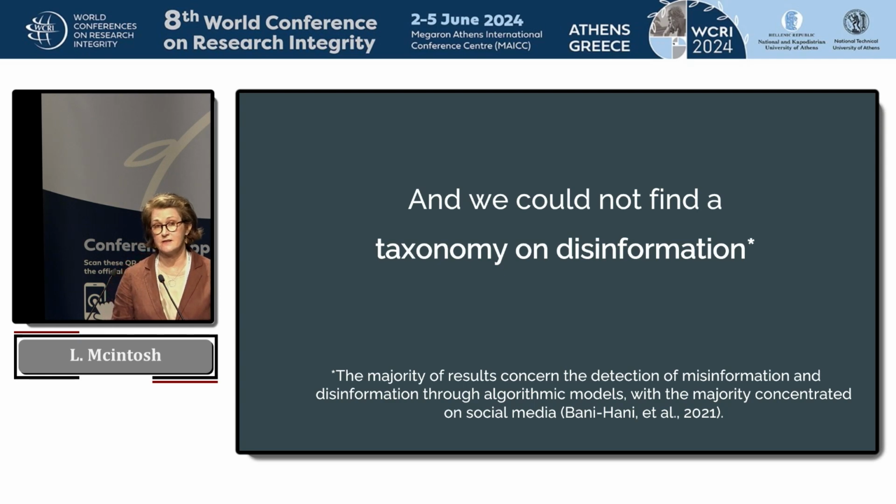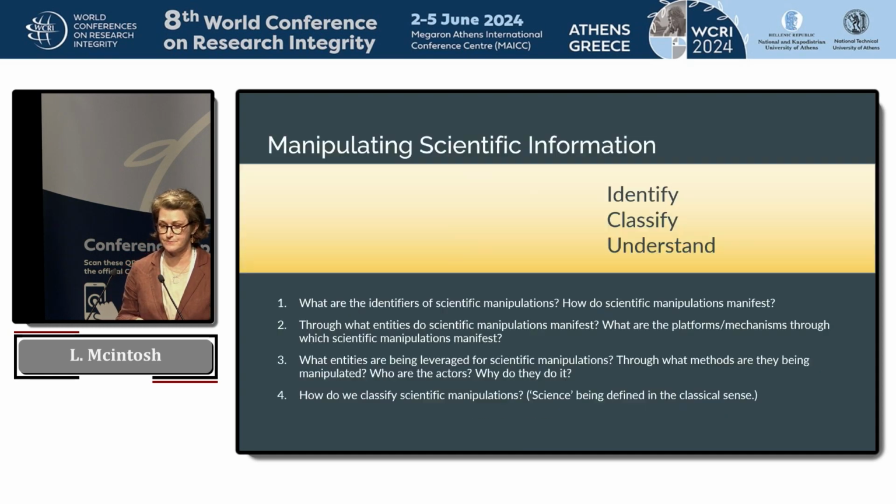And we could not find a taxonomy on disinformation. We found plenty on disinformation that had to do with social media, but we are specifically talking about disinformation that affects scholarly communication and scholarly literature and scholars themselves. To do this, we had many questions in mind, but really what we wanted to do was identify, classify, and understand disinformation. What are the identifiers of scientific manipulations? How do they happen? And some of that we had to really scope and go, well, let's just first identify it.